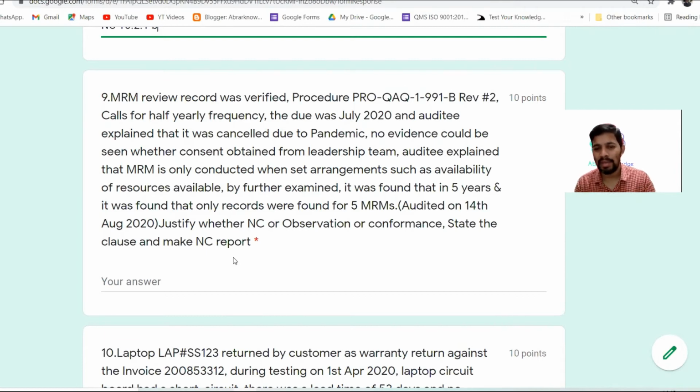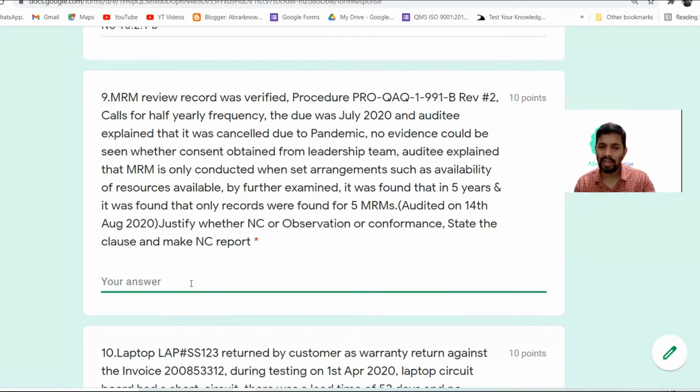On further examination, it was found that in 5 years, only 5 records were found. So in 5 years, they're supposed to have 10. They had only 5 records. Audited on 14th August 2020, justify whether NC, observation or conformance, and state the class.